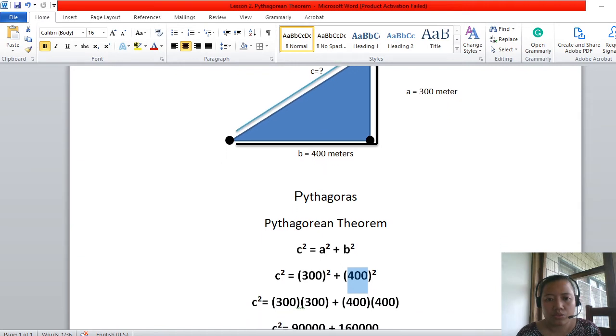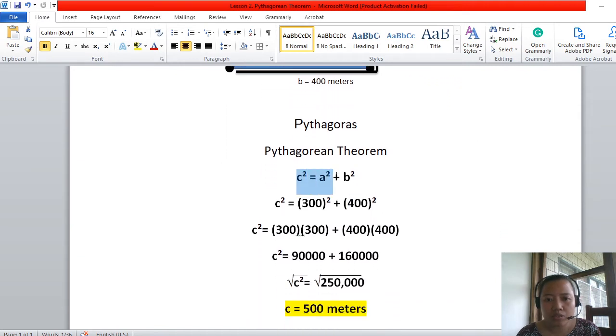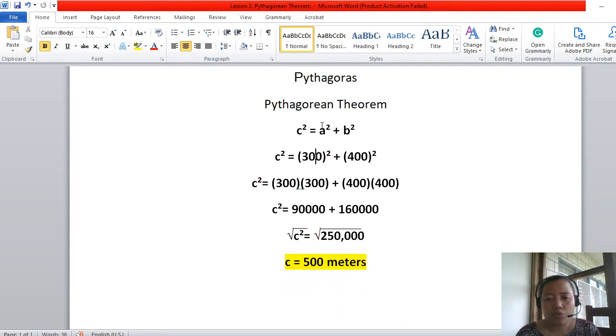Okay. So, since our formula is squared, A is squared, B is squared, and C is squared, we are going to square also the A. So, 300 squared, 400 squared. So, 300 squared means 300 times 300, and then 400 squared means 400 times 400. So 300 times 300 is 90,000. 400 times 400 is equivalent to 160,000. Let's add, and then it results to 250,000.